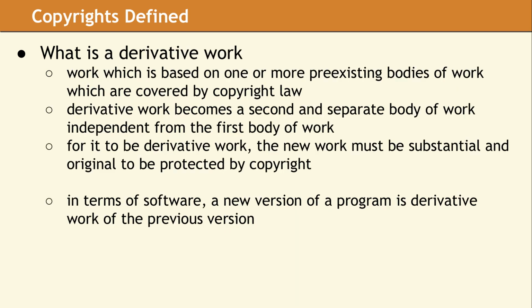Another term which is very important when we talk about open source is derivative work. This is of value because the original author has the right to prohibit derivative work or even specify the terms. Derivative work becomes a second and separate body of work independent from the first body of work. For something to be considered derivative work, the new work must contain substantial differences from the original work. The derivative work is copyrightable and must contain a license, but your choice of license may be constrained by the license the original author put on the original work.